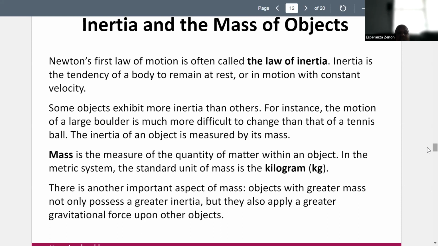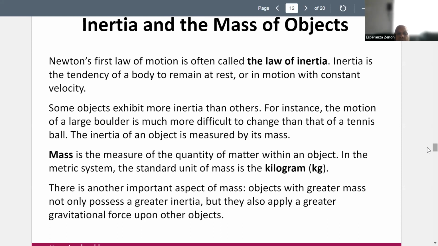More inertia means the object can put up a fight to changing its motion, if you will, right? It's gonna be harder if it has more inertia to change whatever that object is doing, to change its state of motion, whether that means it's at rest or moving with a constant velocity. Okay.